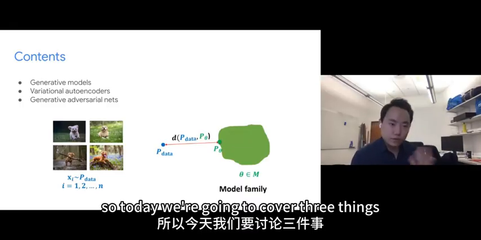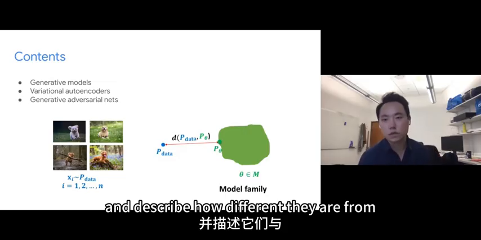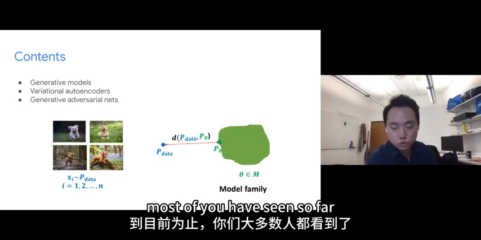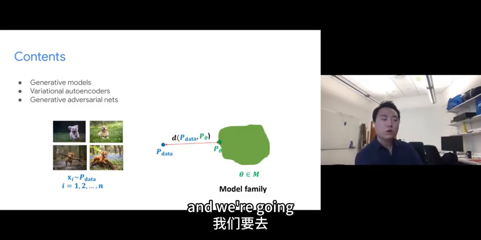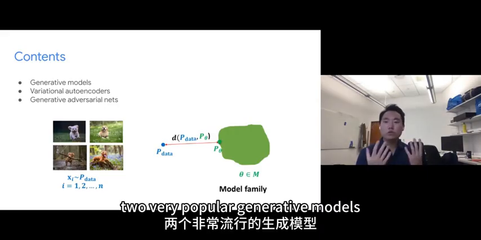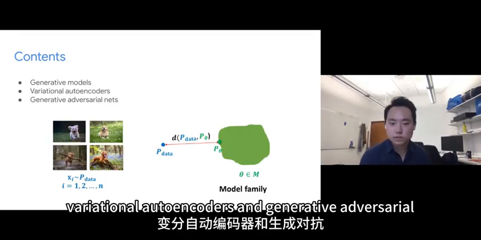So today we're going to cover three things. We're going to start by introducing these generative models and describe how different they are from your discriminative models, your supervised learning methods that most of you have seen so far. And we're going to start with some basic generative models, and we're also going to go into a class of two very popular generative models. These are called variational autoencoders and generative adversarial networks.